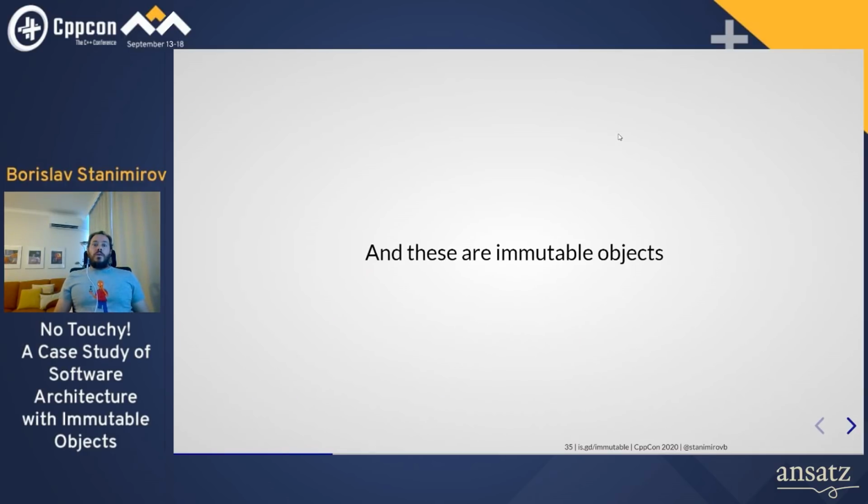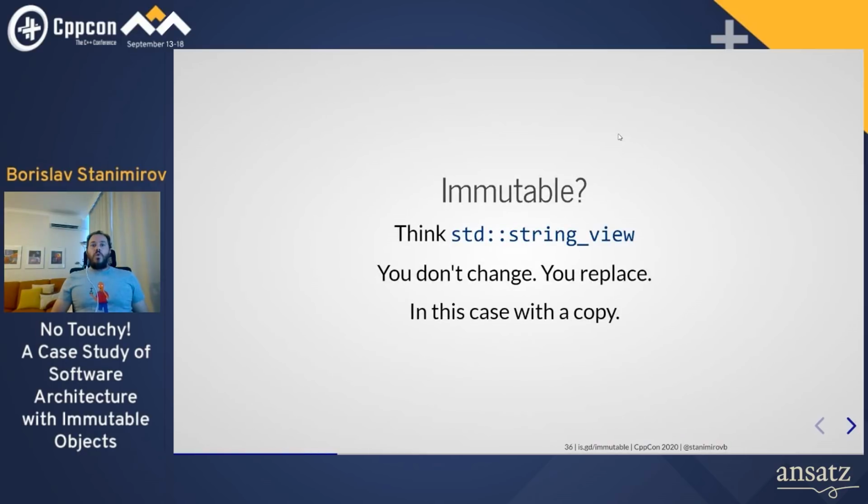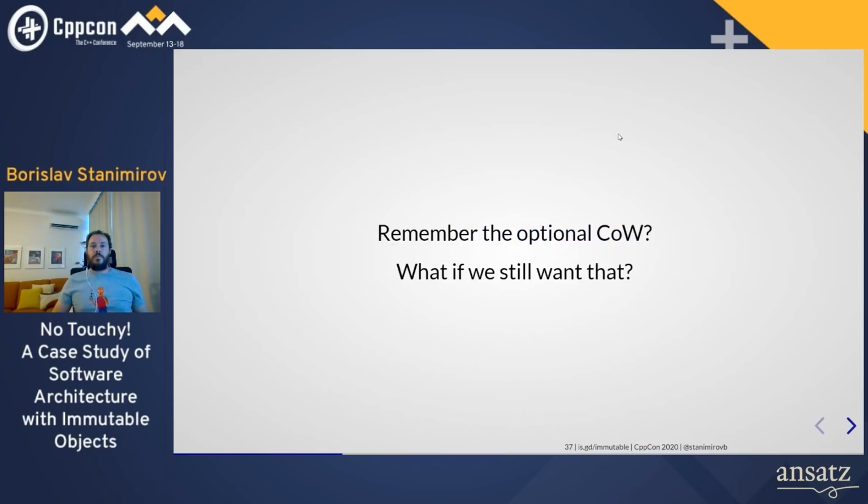And this is basically what we call immutable objects. Why immutable? You can think of it as you do of string view. You don't change the object itself, you replace the object, and the original object remains as it is. In this case, you replace it with a copy. Like string view has certain operations like replace or append, which will return another string view. String view is immutable, so it doesn't change the actual data, but says it gets a substring view for this.